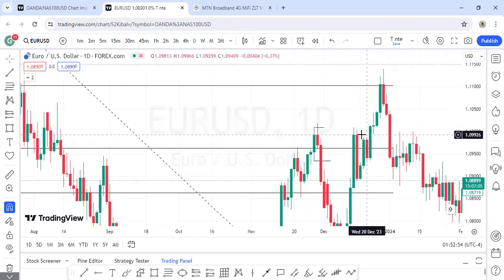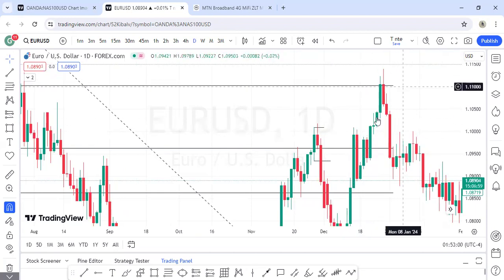Look at this one here. Can you see this one? The reason why we didn't sell is because this one did not take out the high of the previous candle, right? Did not take it out. So that's not a trade. Look at this.